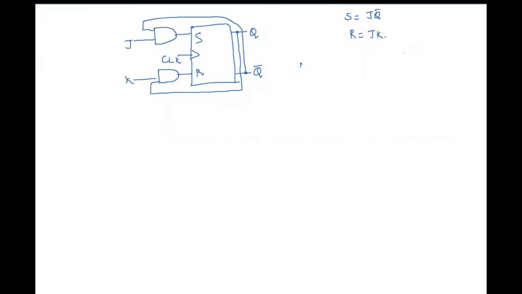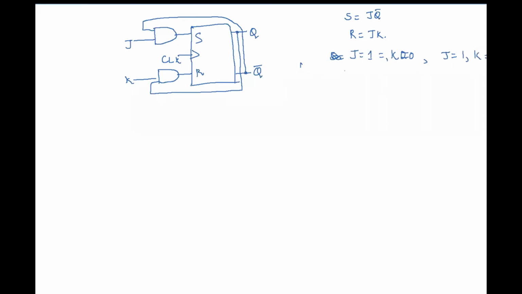So we are going to discuss the last two cases. These are the two cases which we are going to discuss. This is the first case, J is equal to 1 and K is equal to 0. Another case is J is equal to 1 and K is equal to 1.